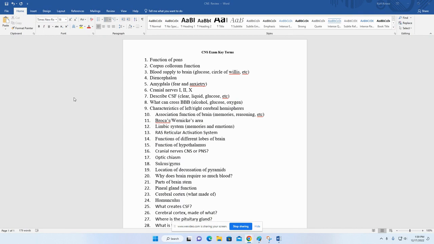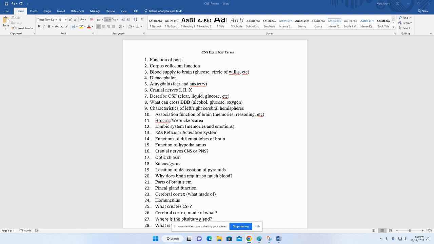The amygdala, remember that's for fear and anxiety. It also helps to store highly emotional memories. So memories that are highly emotional, the amygdala plays a role in storing those type of memories.